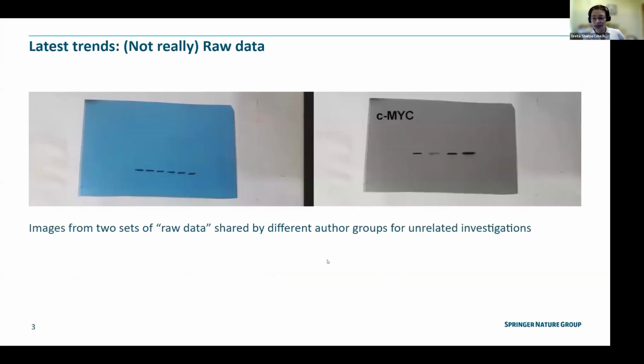Another fun example that I just wanted to share is where I received these blots from 2 different author groups and for unrelated investigations, and they share exactly the same background. So just the fact that the raw data exists, again, does not necessarily mean that it is correct and does not need further checking.